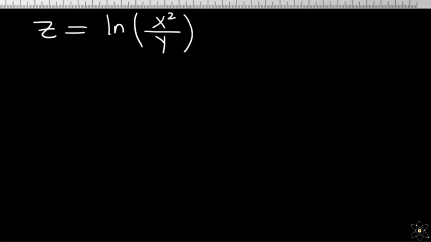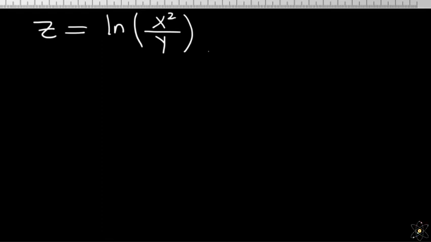Here's one you could try. It might be a little challenging, but go ahead and try it. Let's say z is the natural log of x squared divided by y. Go ahead and find dz/dx and dz/dy.